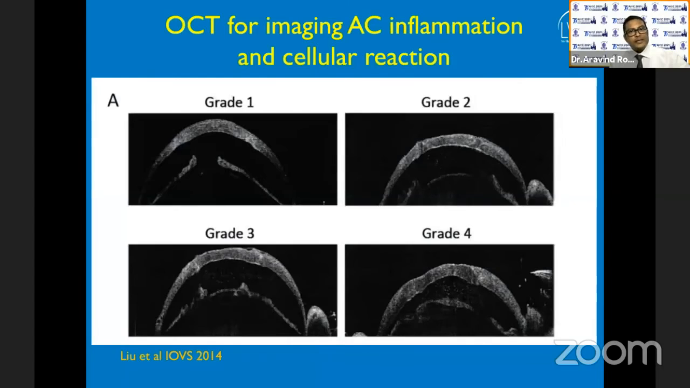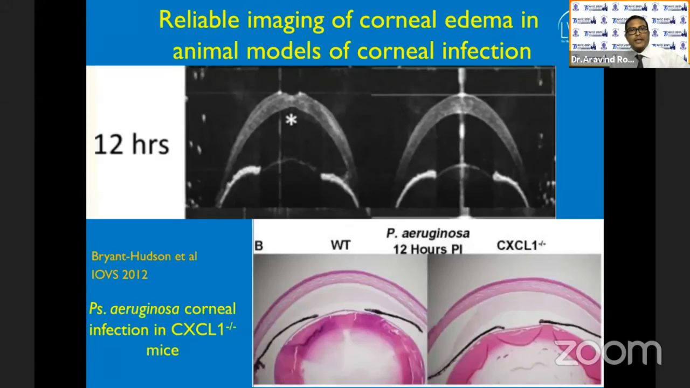There are several research applications where OCT is also used for grading the inflammation and cellular reaction in the anterior chamber. This has been found to be very consistent with cytometry-based gradings. Similarly, in animal models of corneal infection, the grade of edema in the corneal tissues correlates with the grade of edema on histology.